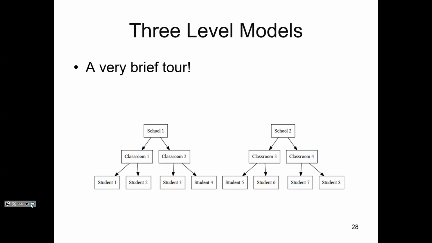Okay, so 3-level models. Now we've got another level to our hierarchy. Organizationally, it could be students nested in classes, nested in schools. Once you start thinking this way, you can have a 4-level model: students nested in classrooms, nested within schools, nested within districts. Or with over-time data, it could be observations across time nested within students, nested within schools. You can have either organizational or longitudinal 3-level models.